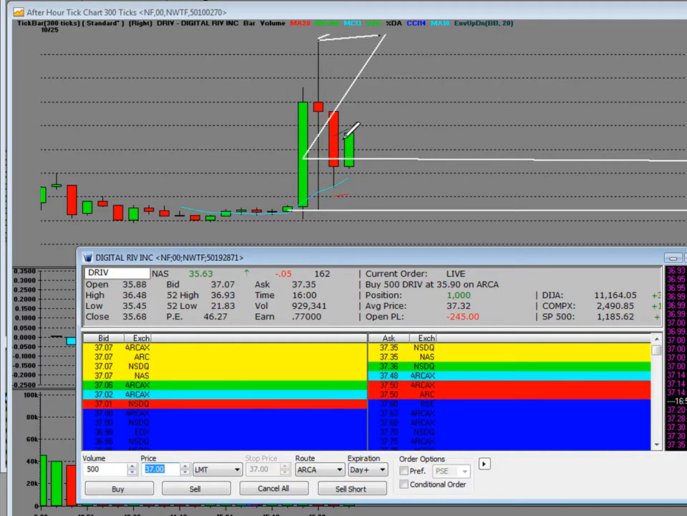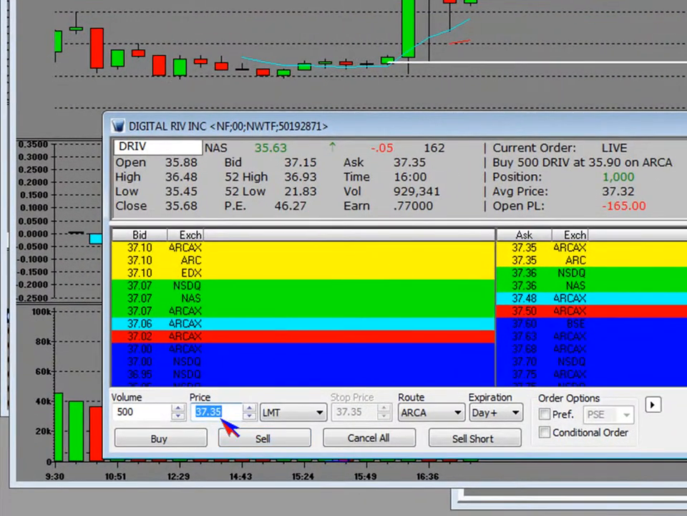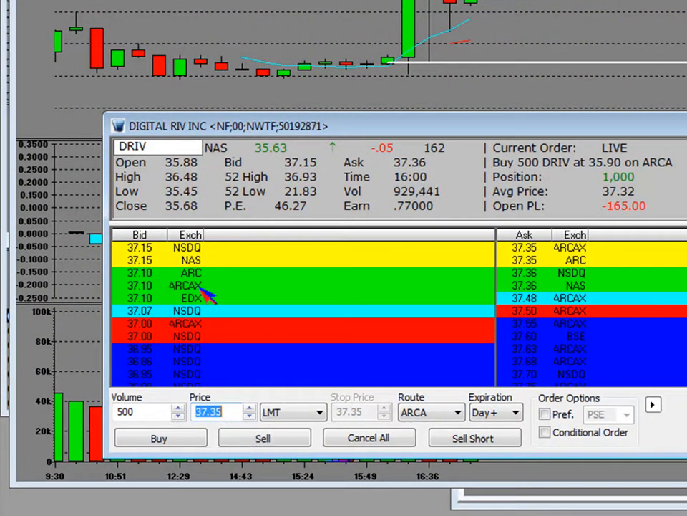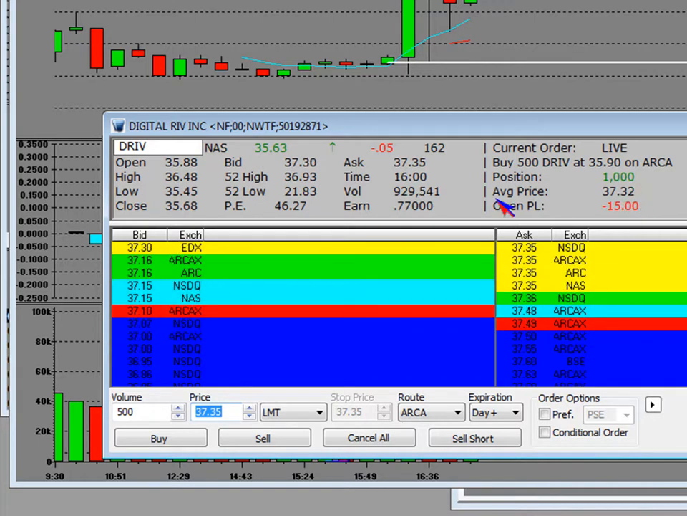The thing about it for MMTs is that I made a mistake. If I hit that number, it went there. I thought I had 35.90 in there. It filled me at the best price. That's why I didn't get hit a little bit cheaper below the marketplace.